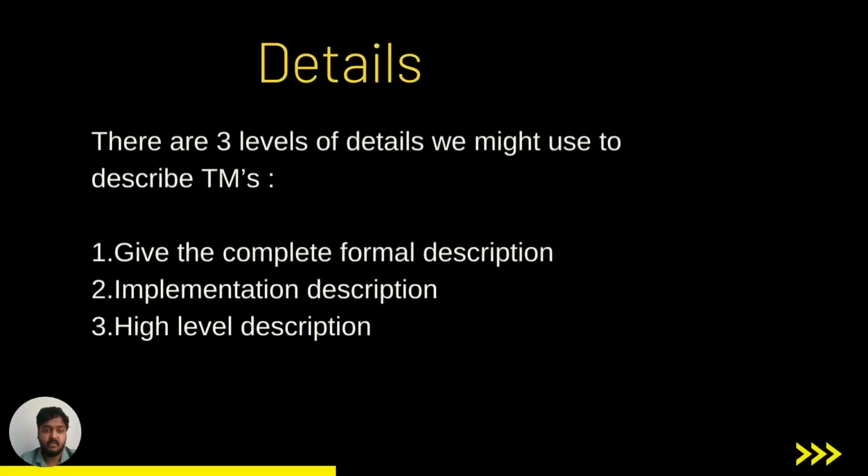Details. There are 3 levels of detail we might use to describe Turing machines. First, the complete formal description, then the implementation description, and finally the high-level description.